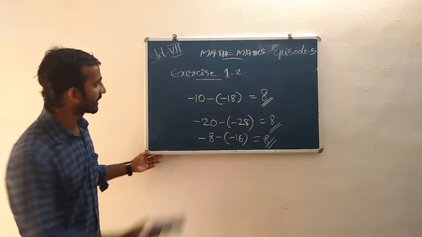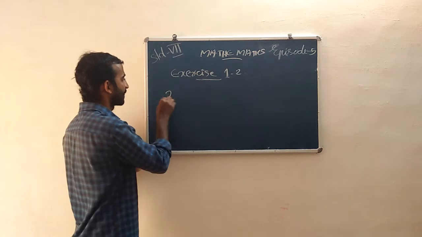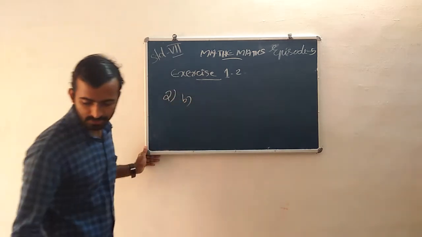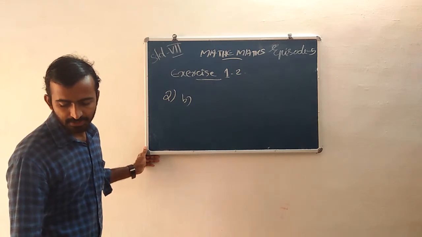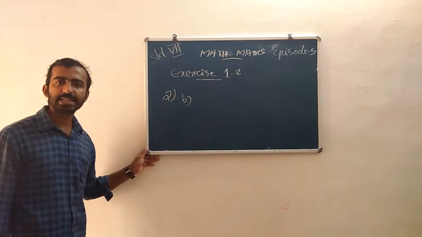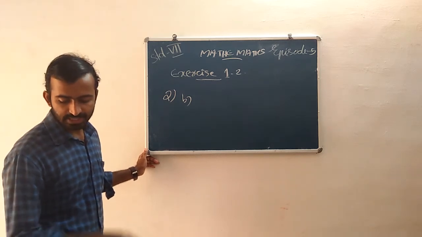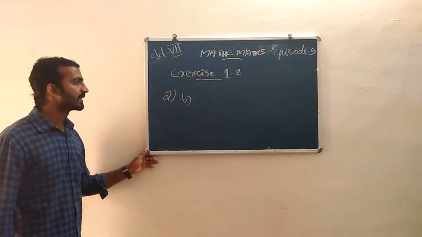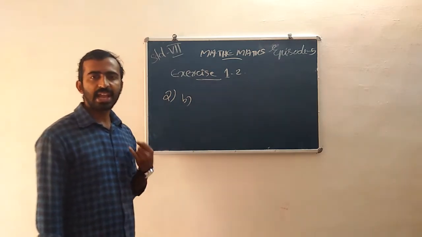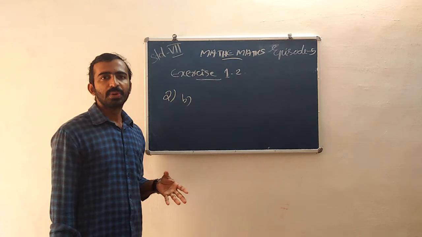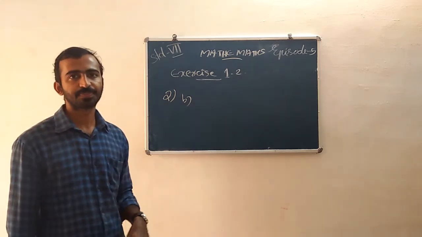What is our B part question? Write a negative integer and a positive integer whose sum is negative 5. That is, we can write one negative integer and another positive integer. Then we take the sum. Then its answer is negative 5.